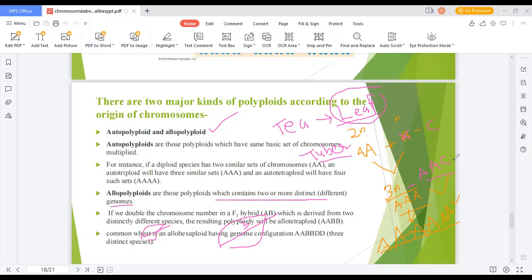So if I say AAC, different genomes are there. This becomes an allopolyploid. Triple A is there. This is autopolyploid. So in this way, you can easily identify whether it is autopolyploid or allopolyploid.